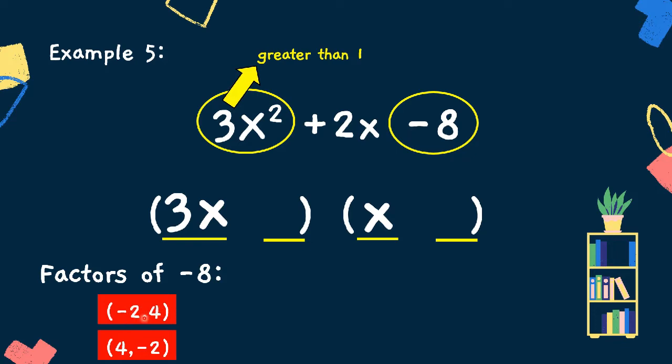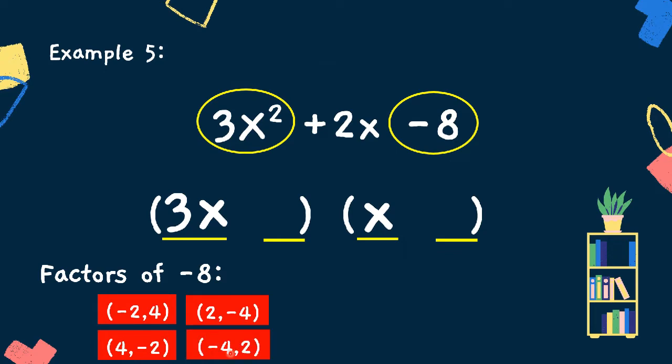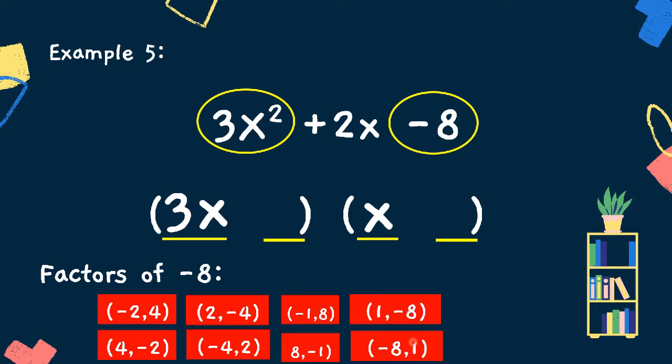Just like here in the factors of negative 8, we have negative 2 and positive 4. So we will also consider swapping the places of the two factors. So we also have 4 and negative 2. Next, we have 2 and negative 4, or negative 4 and positive 2. We also have negative 1 and 8, or 8 and negative 1. 1 and negative 8, or negative 8 and positive 1.